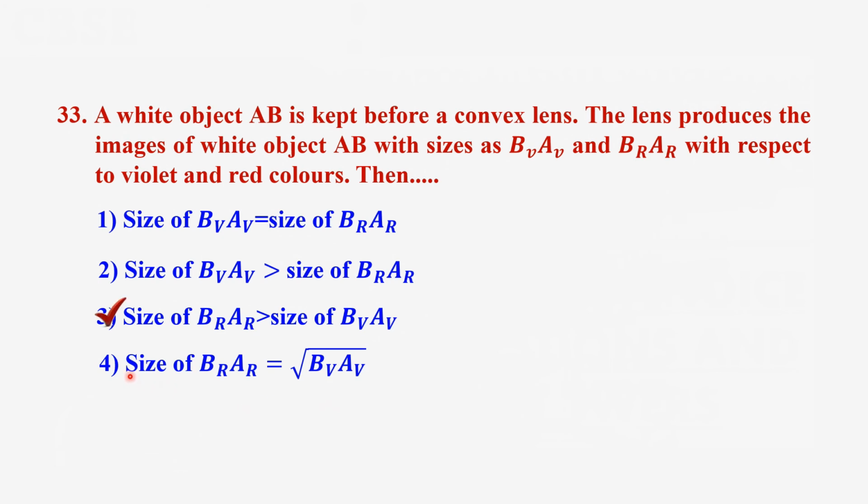So here, the lens produces the image of white object AB with the sizes BV, AV and BR, AR with respect to violet and red colors. Then the size of BR, AR is greater than the size of BV, AV. Okay, third option is correct.